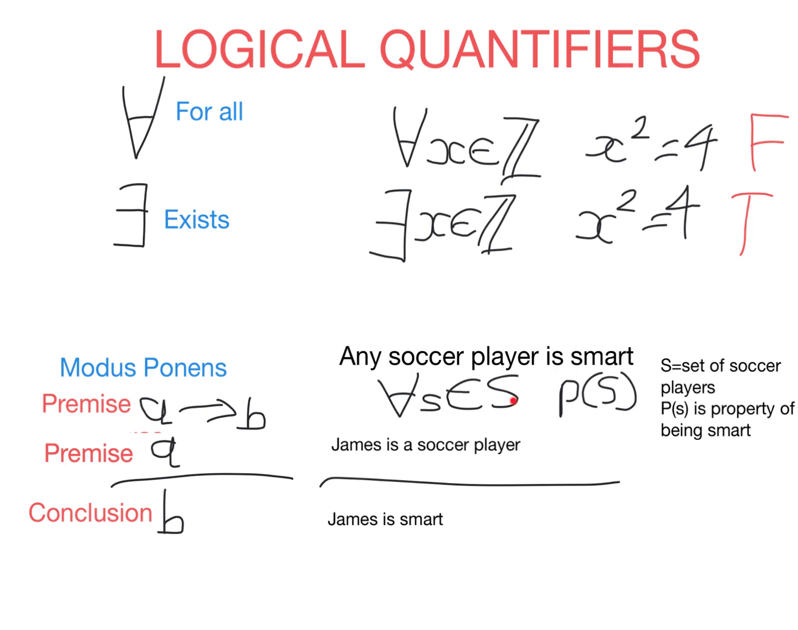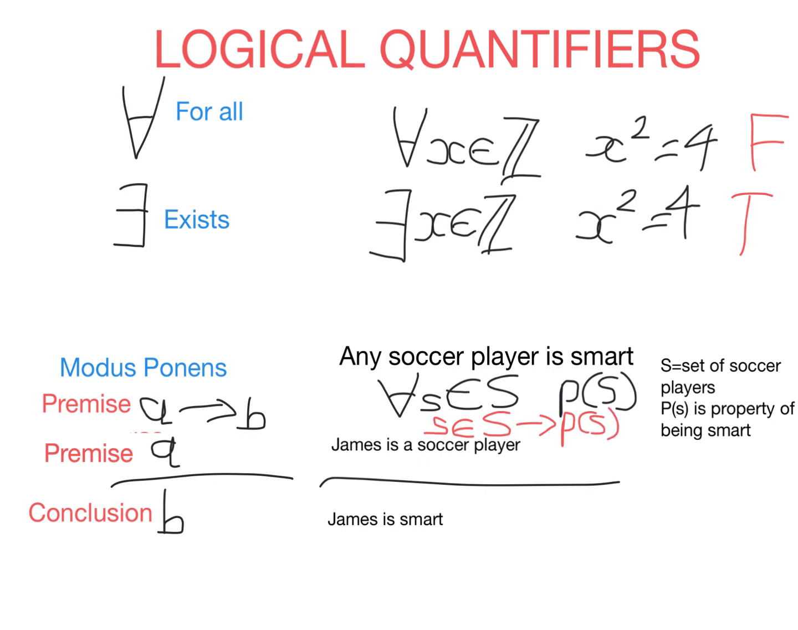This says for all s in S, P(s) applies. So here I'm letting this big S be the set of all soccer players, and P(s) is just the property of being smart. What I'm saying here is that any member of the set of soccer players, so any soccer player, has this property, and this property is being smart. So another way of thinking about that is that if s is in S, so that's basically saying if someone is a member of the soccer player set, if someone plays soccer, that implies that they are smart. They have the smartness property.